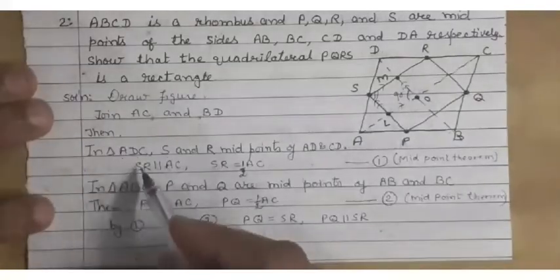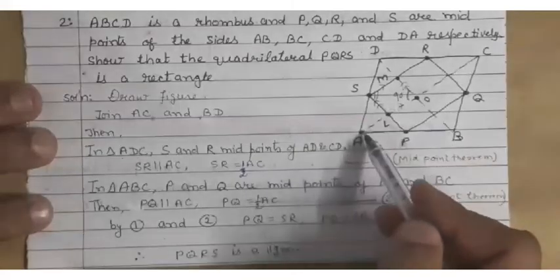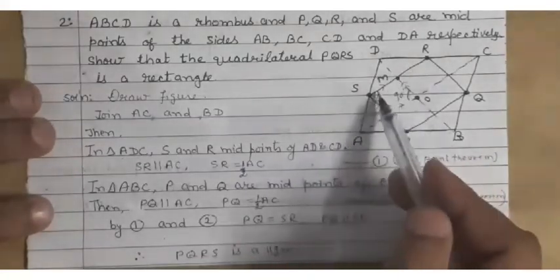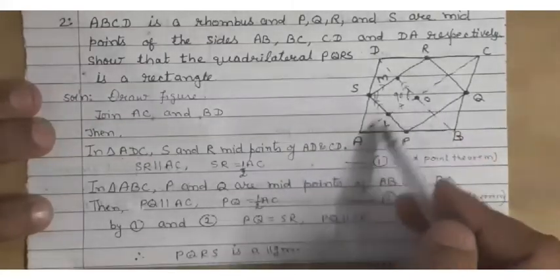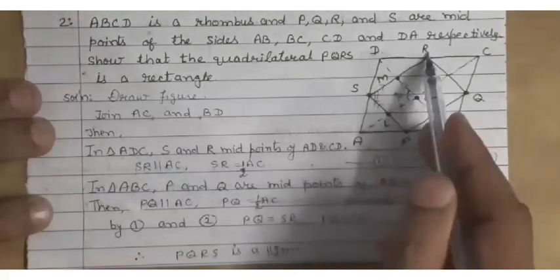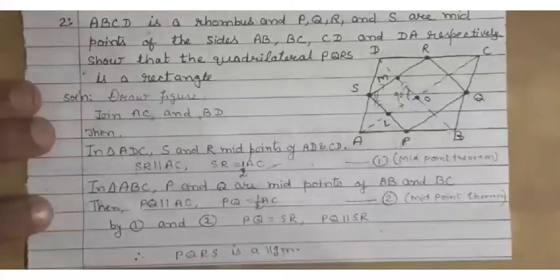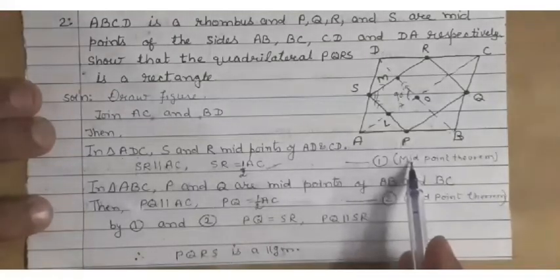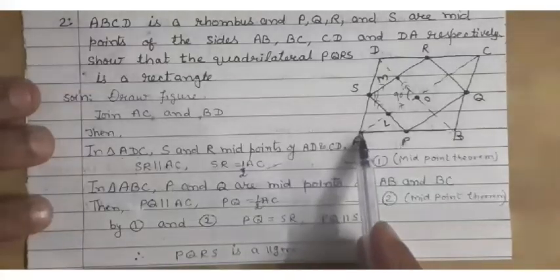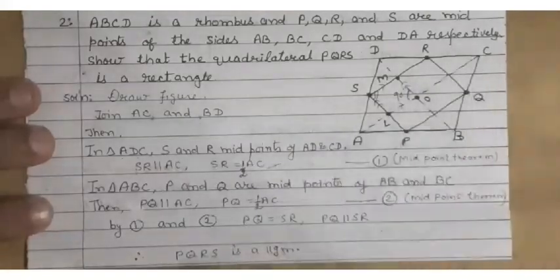Then I am taking one triangle, ADC, and using the midpoint theorem because these two are the midpoints. SR is parallel to AC, and SR is equal to half of AC. And the reason is the midpoint theorem. Another triangle I am taking is ABC. Here PQ is parallel to AC.